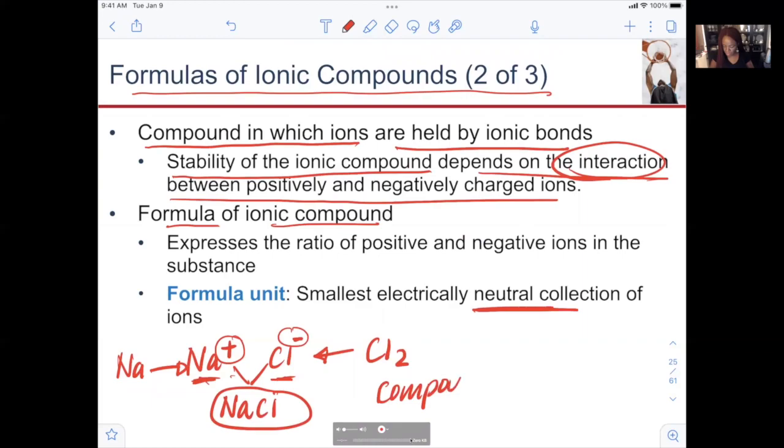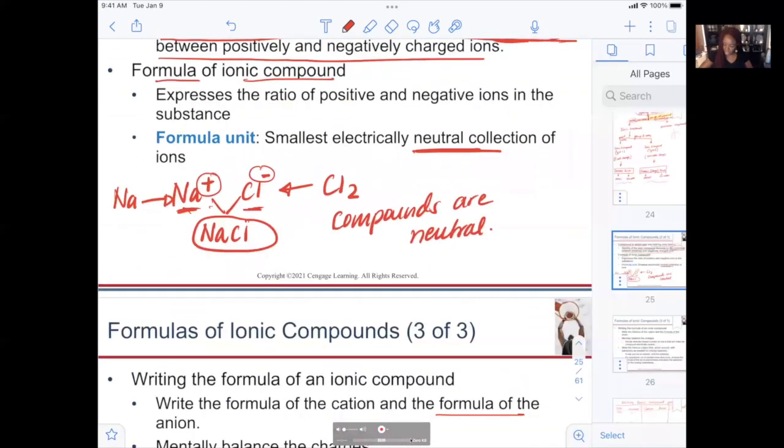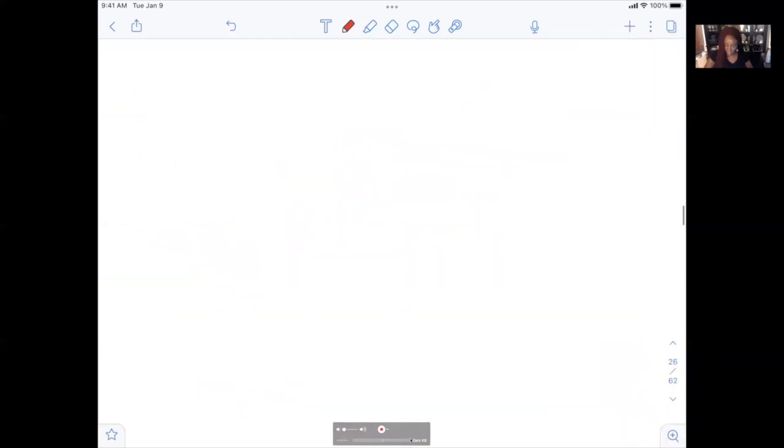Compounds are neutral, okay? So when we're crisscrossing the charges in the ions, we're trying to make sure we're using enough of each to make a neutral compound. While we're here, let me detour a little bit, because I think I may have mentioned this before, but I feel like it's worth mentioning again.